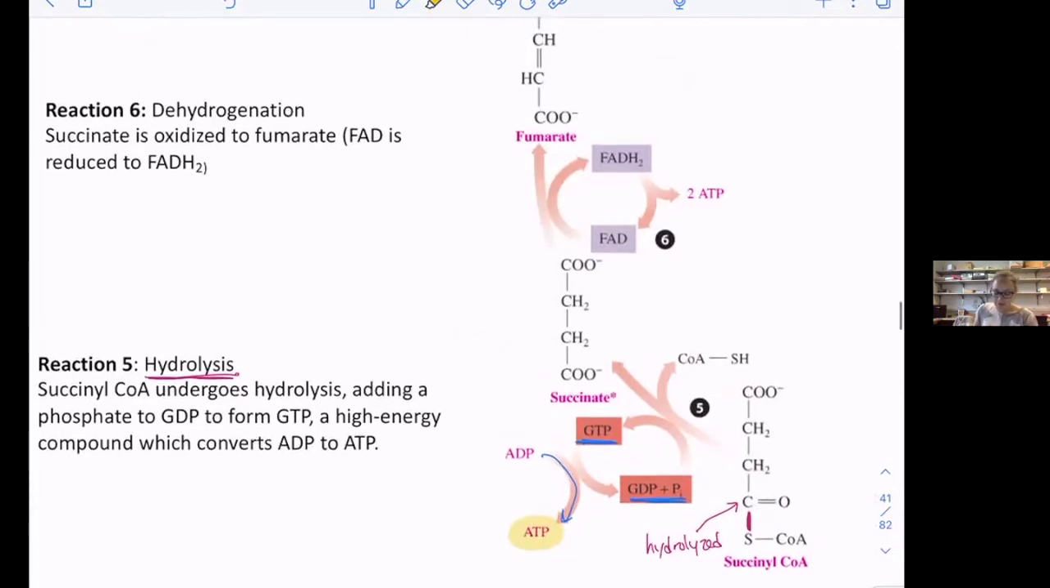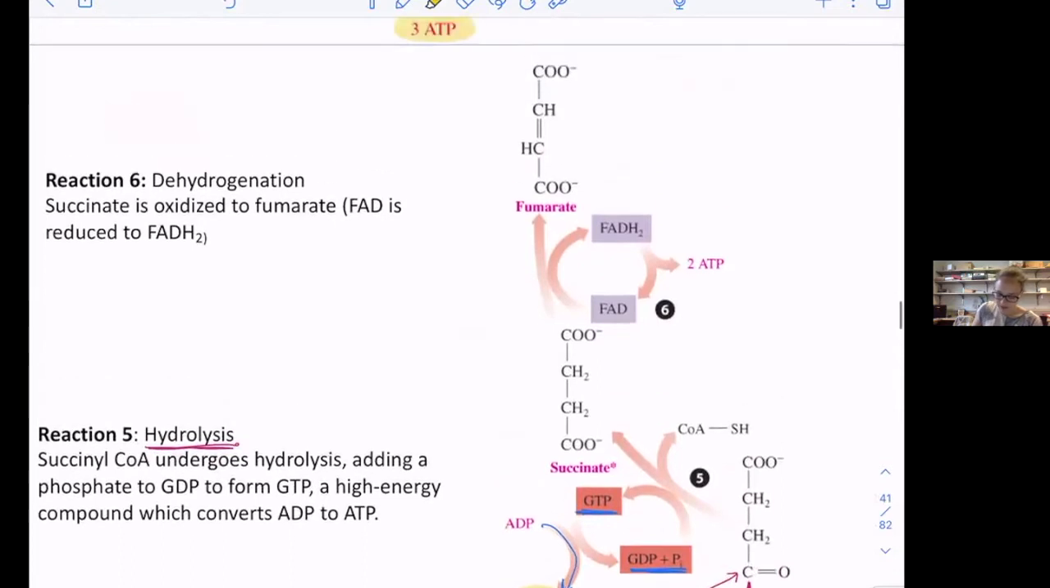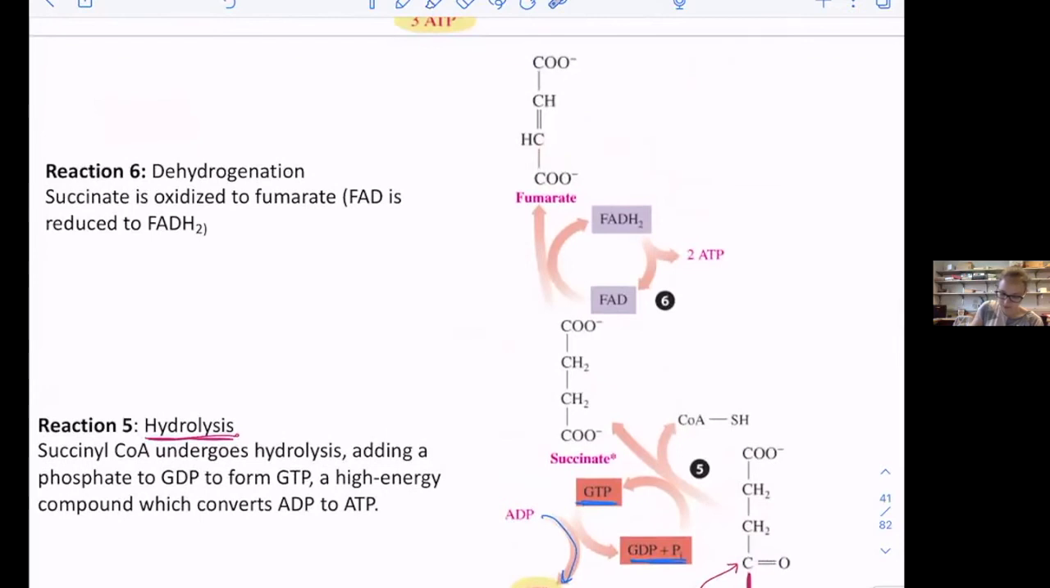This overall forms what's called succinate. This molecule here, you'll notice there's a star next to it. That's because this molecule is achiral. It's going to be the same on either end.